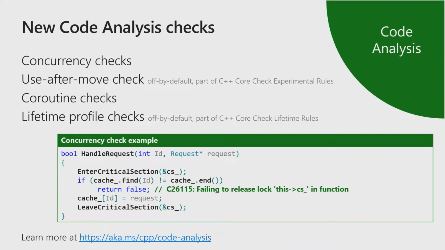Code analysis also comes with fresh checks, and in addition to the concurrency checks, for which I have an example on the slide over here, code analysis assists you with writing coroutine code as well as aiding in finding lifetime issues with dangling pointers or references or use after move checks.